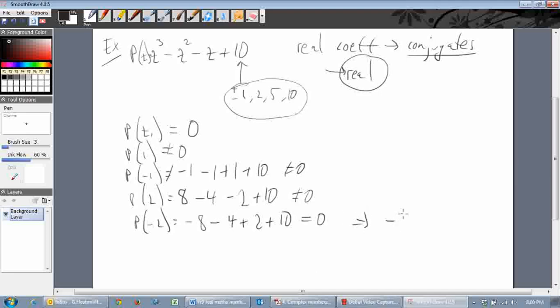Okay, therefore, -2 is a root, and that means that z + 2 is a factor. So understand the difference between roots and factors. Great, so now that we know this, how do we find the other parts? And so let's do this. I'm just going to go to a new screen.